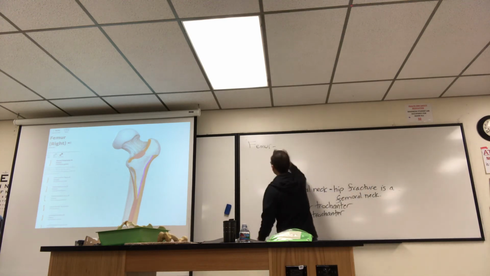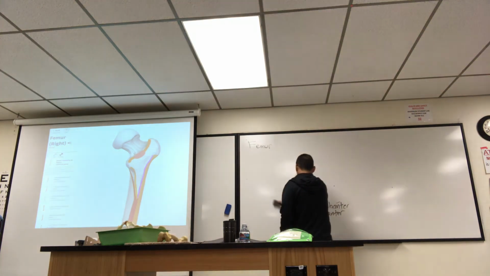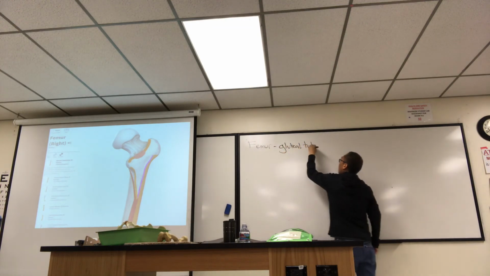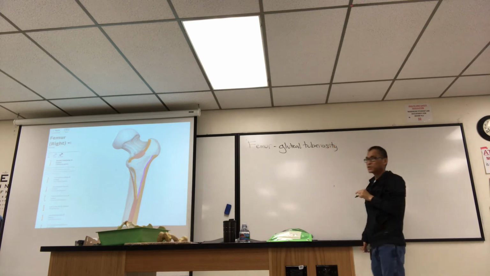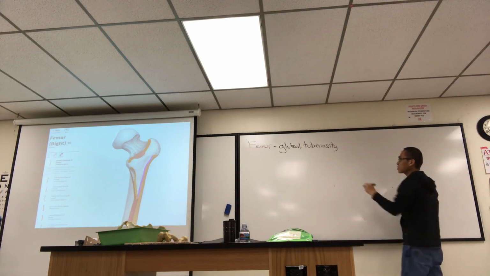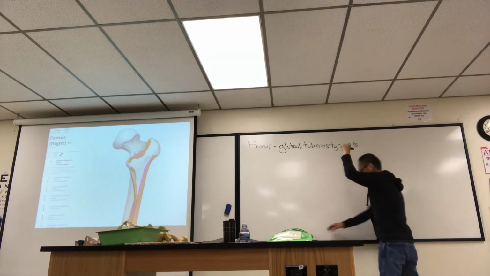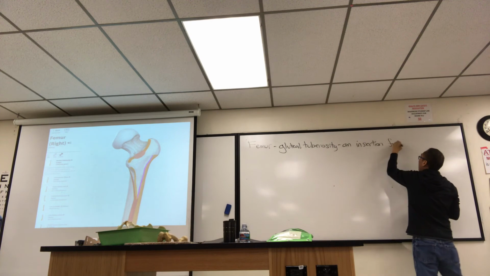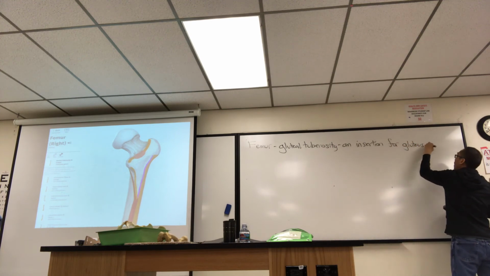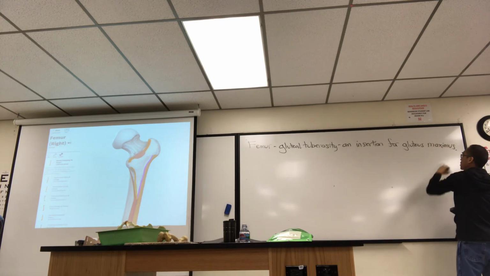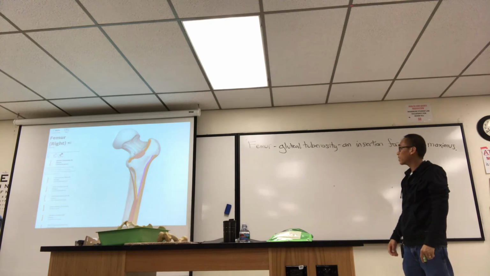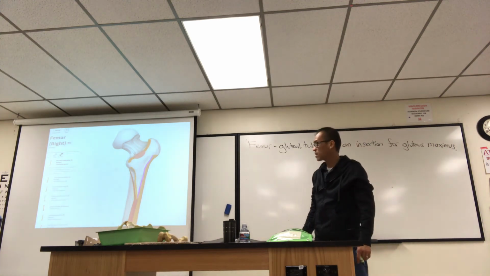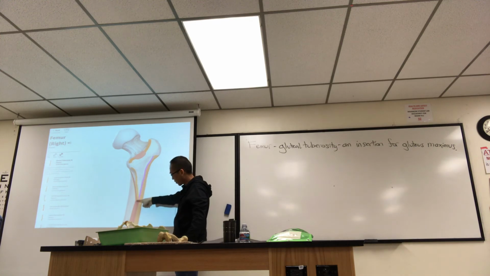Now, this is one of the insertions for gluteus maximus. It's one of them. There's others. So gluteus maximus is a big muscle of that region. We'll get to it. Just know that. Now the gluteal tuberosity continues as a line here called the linea aspera.